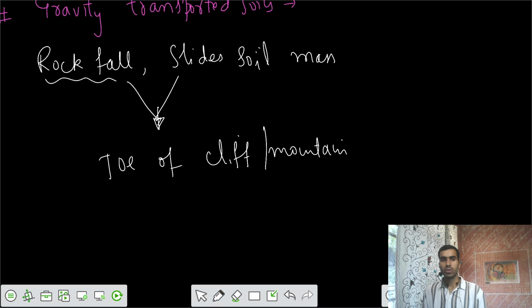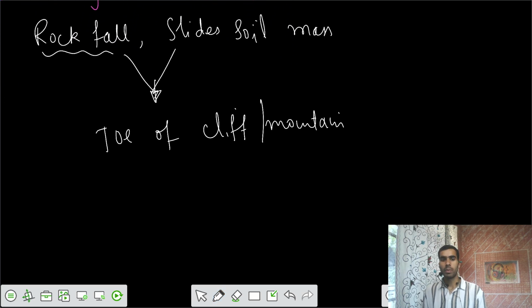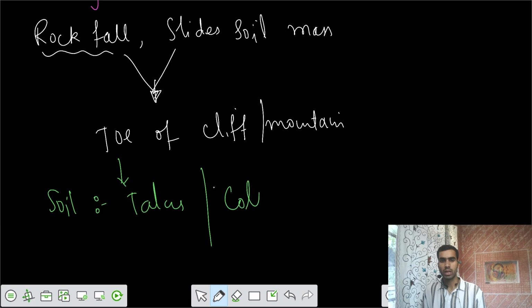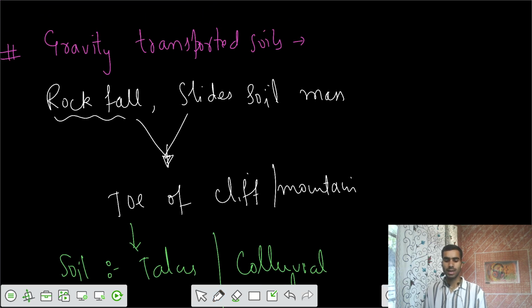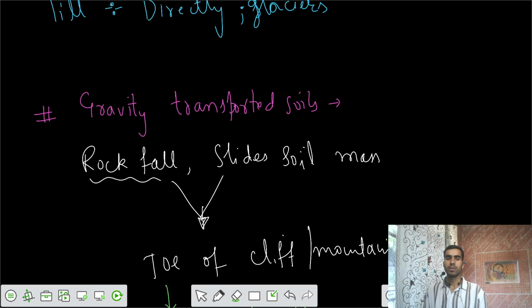Now the soil that is formed with the passage of time at that location, we call it talus, or we can also call it colluvial soil. Colluvial soil. And we can say this is the end of that transportation.